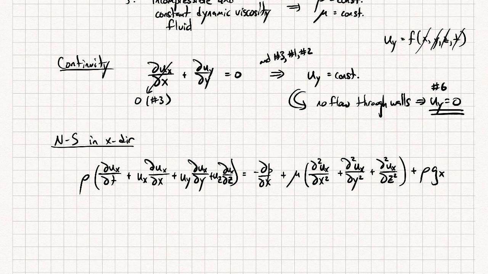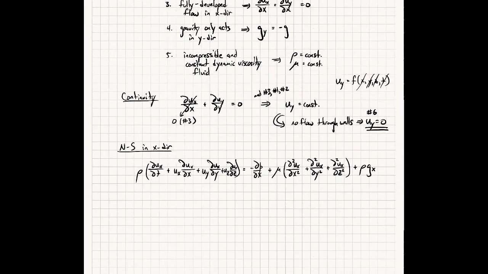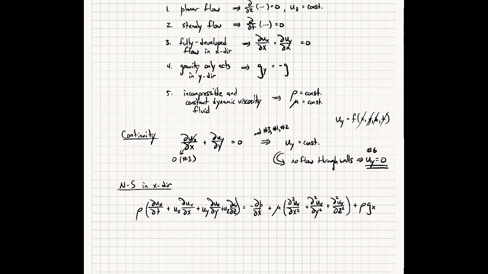So let's go ahead and simplify this. To simplify it, we're going to make use of the assumptions we wrote down up above. The first one is 0 because of assumption number 2, it's a steady flow. The second term is 0 because of assumption number 3, that it's fully developed in the x direction. The next one is 0 because uy is 0. That's condition number 6 we just derived. The next one is 0 because of assumption number 1, that it's planar. The dp dx I'm going to leave for the time being.